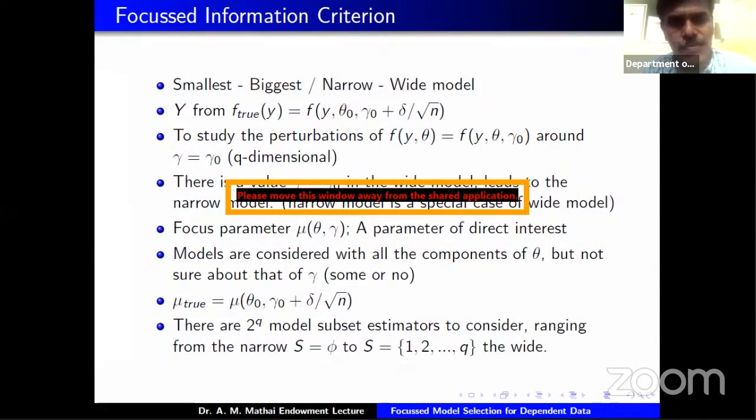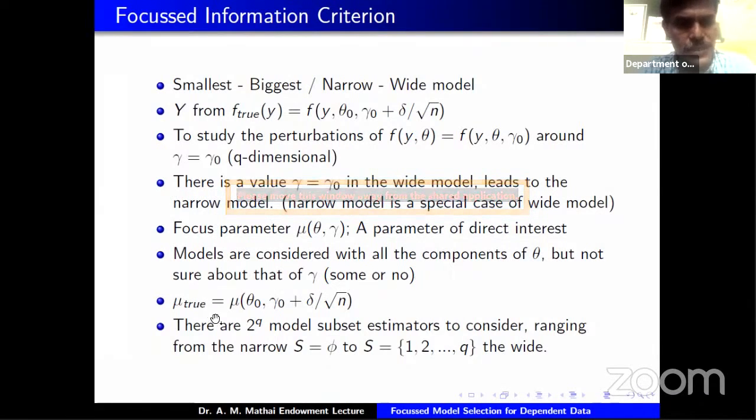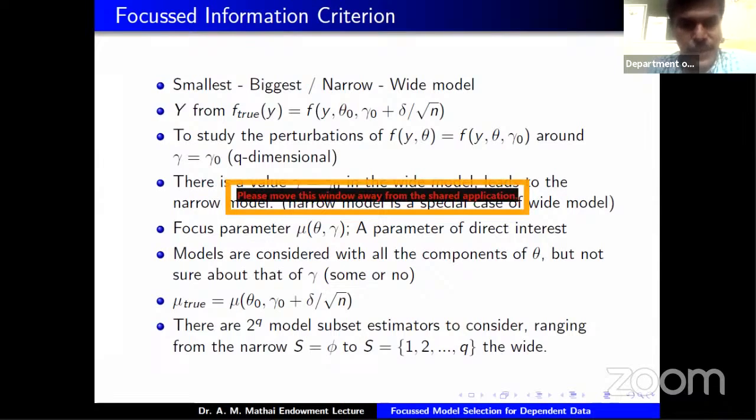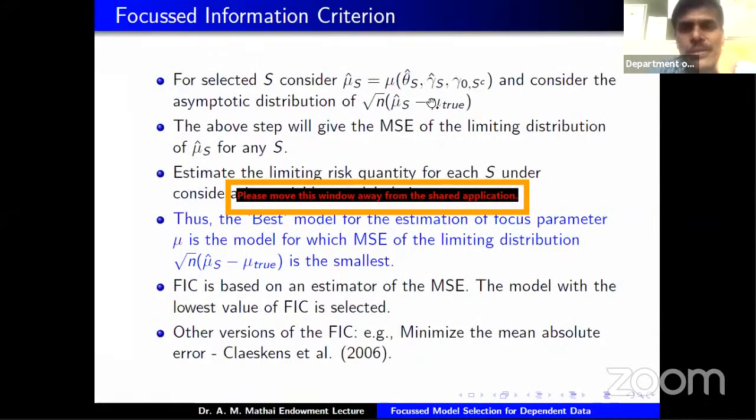Okay, so models are considered with all the components of theta, but we are not sure about those of gamma, where some or none of them are included. So the true model is mu of theta naught, gamma naught plus delta by root n. So there are 2 to the power of q subset estimators to consider, ranging from the narrow model to the full model. S stands for the selection set. For the selected S, you consider this estimator and consider the asymptotic distribution of this quantity. This is where we need to establish some kind of local asymptotic normality.